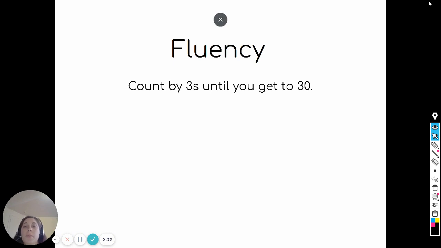First, I'm going to start with the fluency. I want you to count by threes until you get to 30, but instead of us counting together, I want you to write your skip count on your whiteboard and then hold it up to the screen. Okay, so I'll give you a couple of minutes to count by threes until you get to 30, and then go ahead and hold it up so I can mark you off as participating.